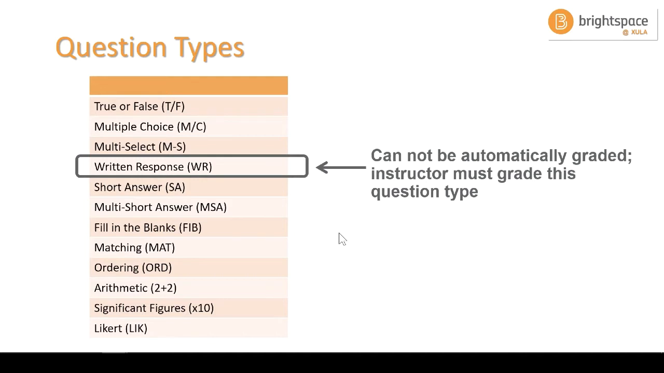To simplify your workflow, you may want to, if you can, select a question type that the system would be able to automatically grade for you. There are going to be situations where, of course, you would want to use the written response, but just realize that Brightspace cannot grade that particular one. But like I said, all of the others, Brightspace would be able to grade for you.